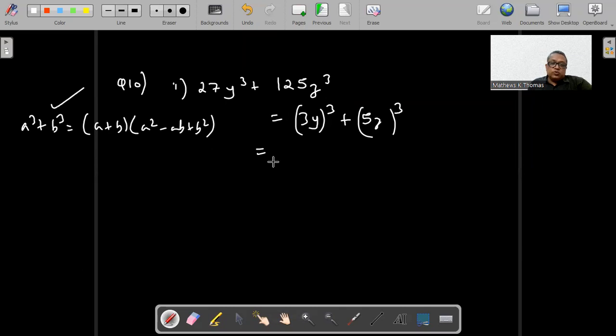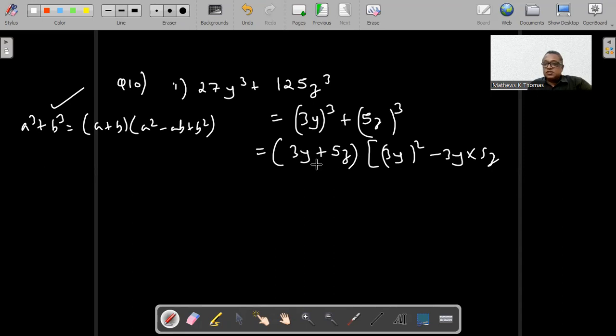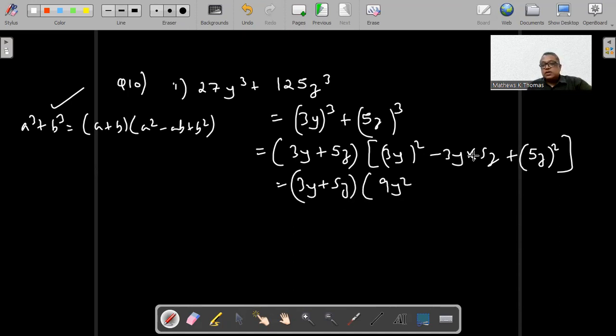Then a cube plus b cube, I'm going to use this identity. Answer will be a plus b, that is the first bracket. Second bracket, a square minus ab. So I'm going to multiply a and b, that is in this case 3y and 5z, plus b square, that is 5z whole square. So this is going to be 3y plus 5z. This is going to be 9y square. When I multiply this, I'm going to get minus 15yz plus 25z square. So this is the answer that you are supposed to get: 3y plus 5z, 9y square minus 15yz plus 25z square.